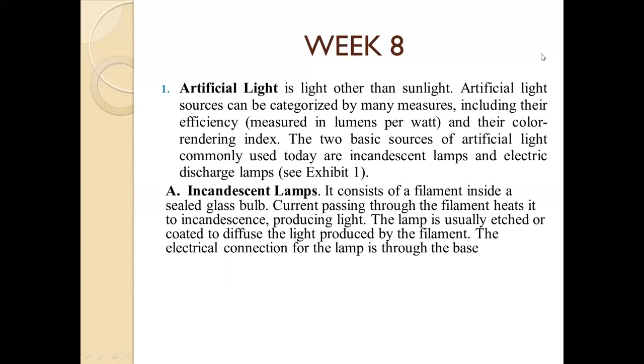An incandescent lamp consists of a filament inside a sealed glass bulb. Current passing through the filament heats it to incandescence, producing light. The lamp is usually etched or coated to diffuse the light produced by the filament. The electrical connection for the lamp is through the base. The light bulbs commonly used in homes or hotel rooms are incandescent lamps.